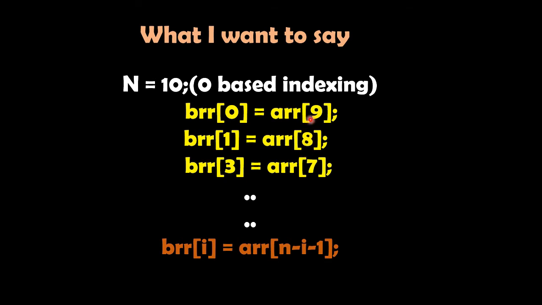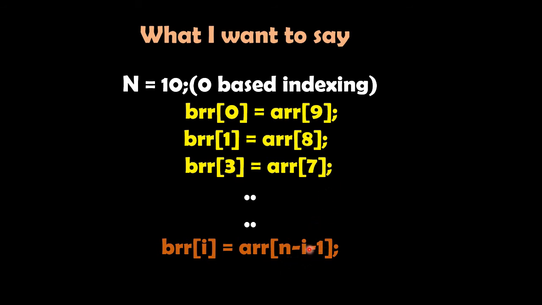So copy ARR of 9 to BRR of 0. That means the last element of ARR is going to be copied to the first element of BRR. Similarly, the second last element of ARR is going to be copied to the second element of BRR, and so on. So if you write the general formula inside the for loop, you will get ARR of n minus I minus 1.